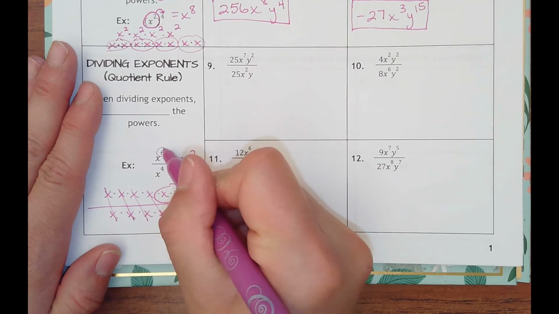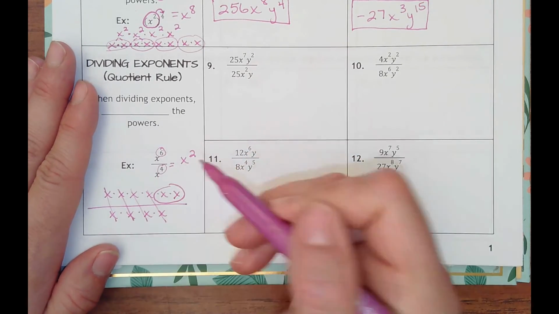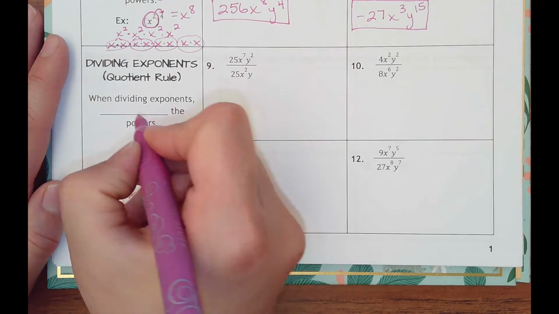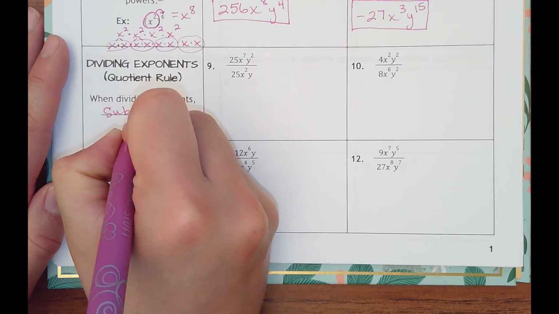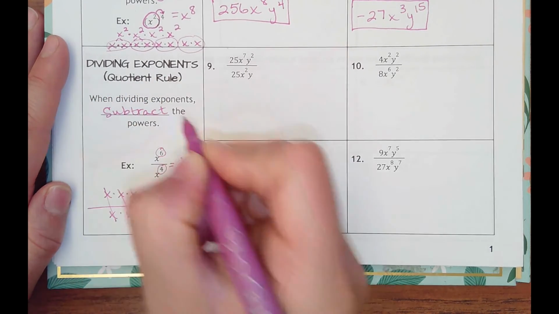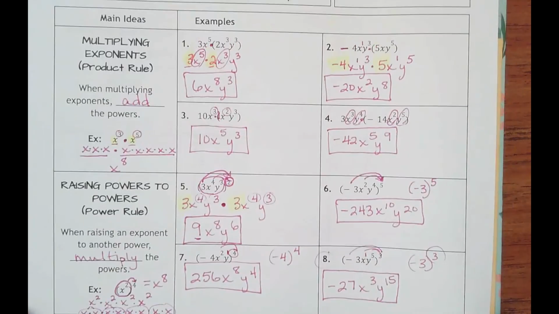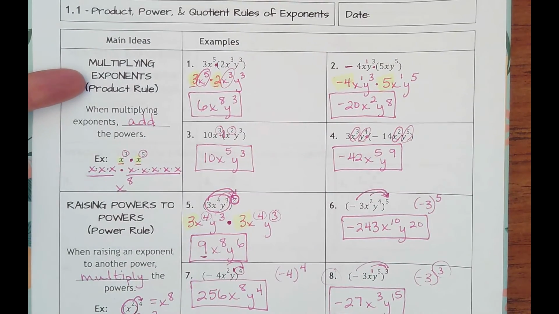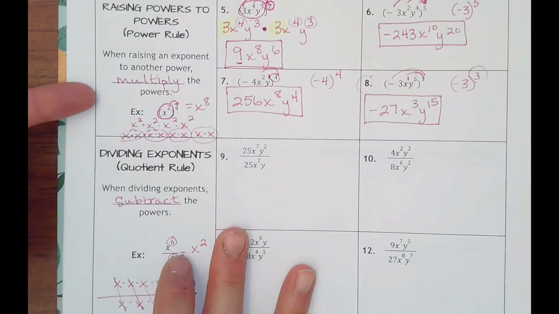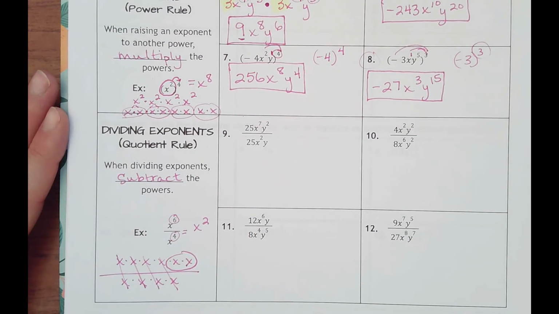So what do we do with 6 and 4 to get 2? We subtract. So when you're dividing exponents, you're going to subtract the powers. Kind of goes together in a nice pattern, right? When we were multiplying exponents, we add the powers. When we divide exponents, we subtract the powers.